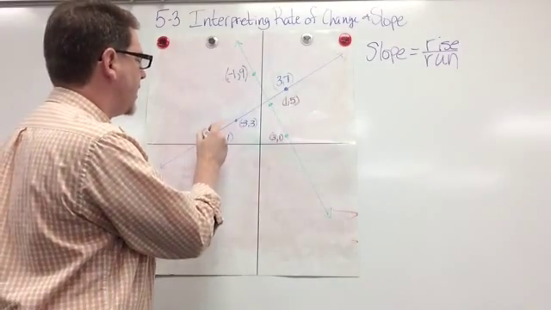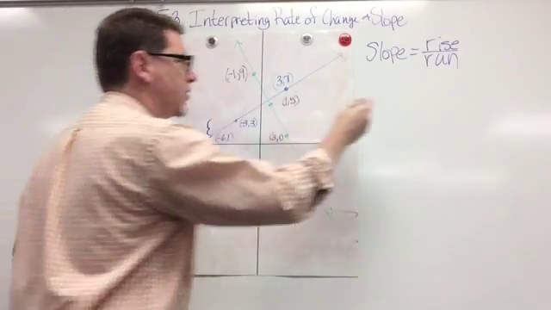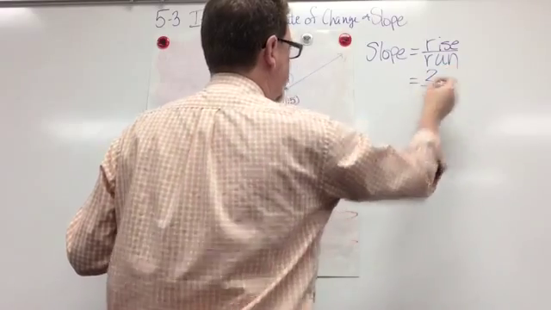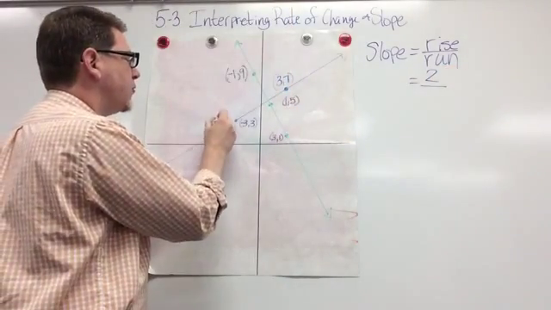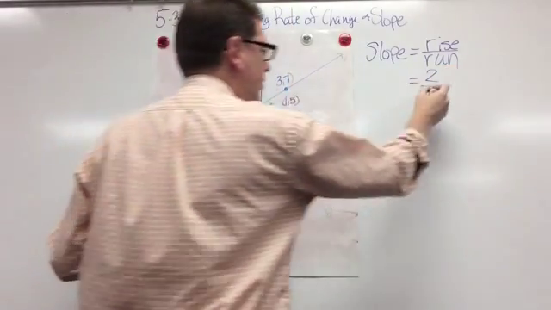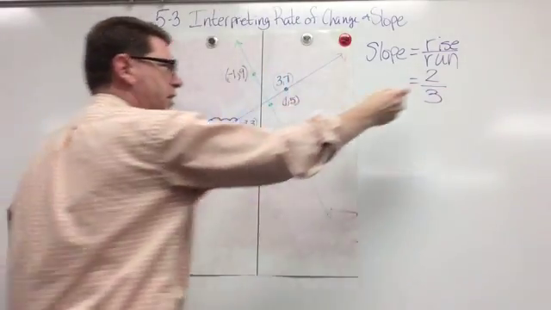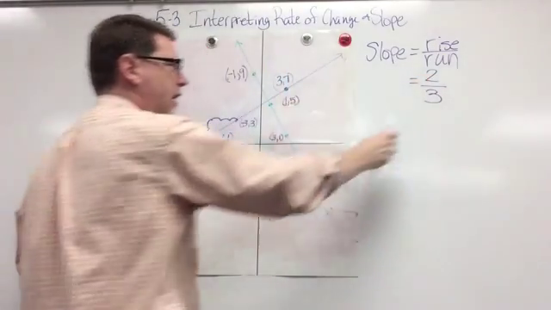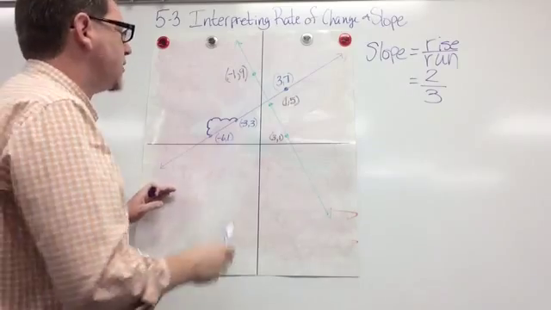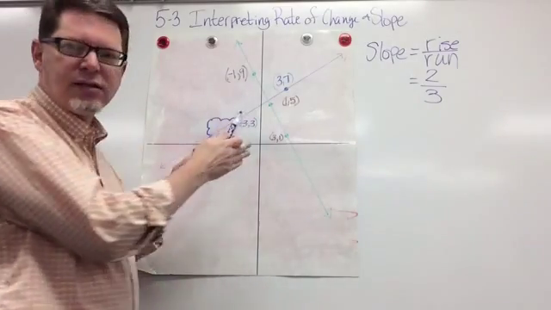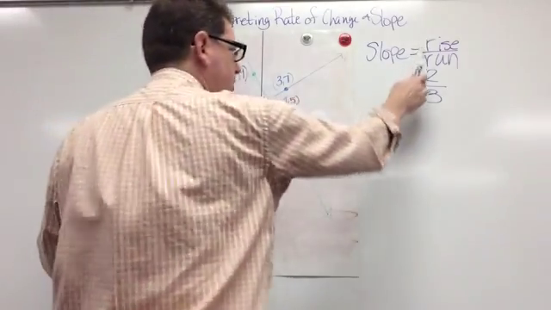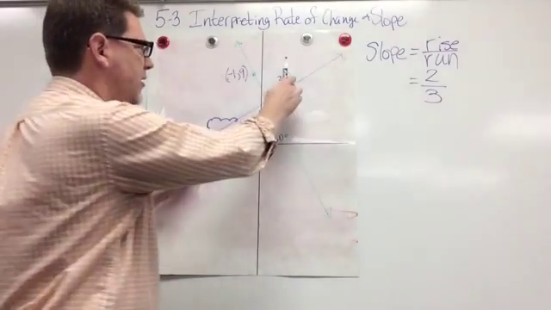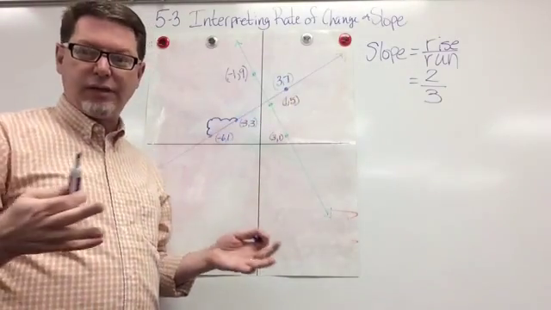So I have to rise 1, 2. So my first rise is 2, and I have to run 1, 2, 3. So I rose, which makes it positive. I ran to the right, which makes it positive. So the slope of this blue line so far, it looks like, is 2 over 3. But I've got another point over here. Let's just see if it works with that as well.